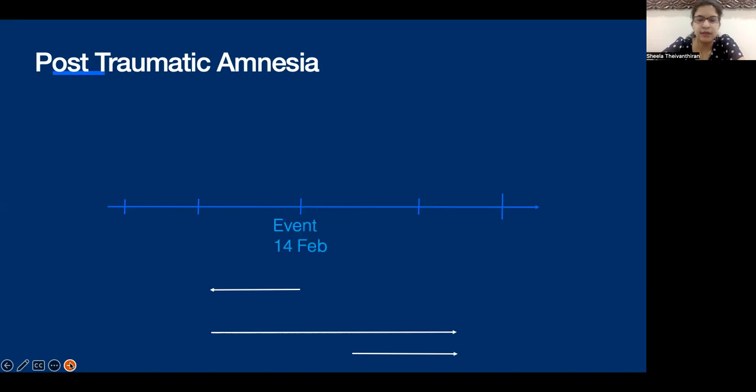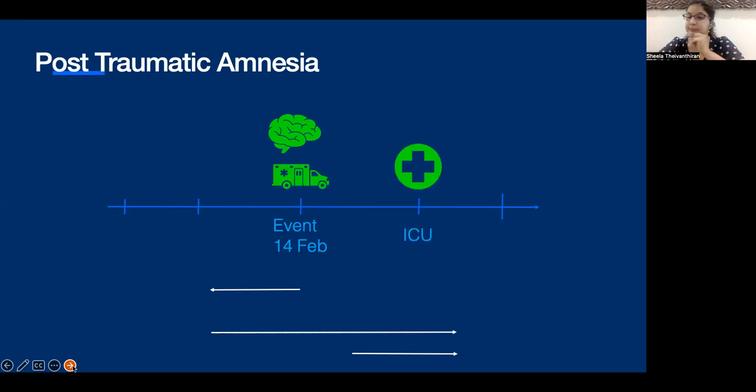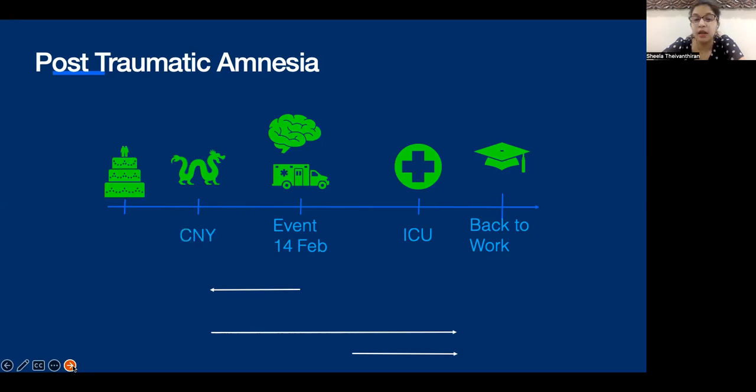So let's say the event of the accident is around February 14, and he had the accident and brain injury, and he's in ICU. Okay, and then somehow months or maybe a year down the line he goes back to work, or goes back to school. Then you ask him, do you remember the event? He says no. Then you ask him further, do you remember Chinese New Year? He says no, I don't. So do you remember maybe your wedding, which perhaps is in January, or Christmas in December? Do you remember what you did that time? Then perhaps he says, yes, I remember my wedding, and I remember some bits of Chinese New Year.